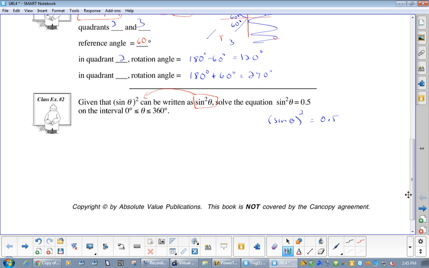Okay, so maybe this is new. When I want to solve for sine theta, not sine theta squared, I need to take the square root to make that sine theta. Now when you take the square root though, you must take the square root of both sides, and you always will put two signs.